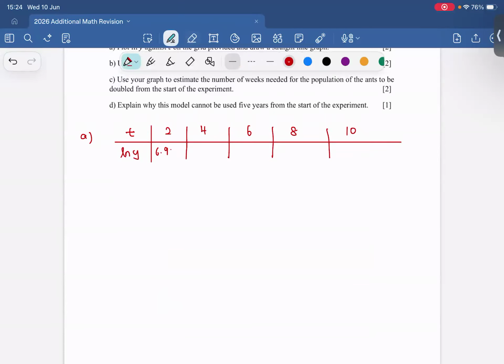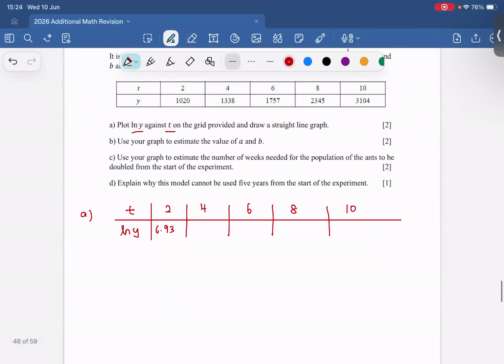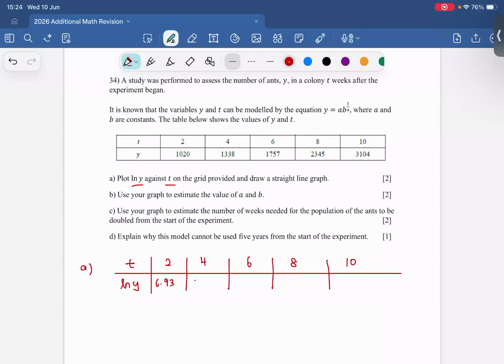So 6.93, ln 7.20, ln 7.47, 7.76. Okay, so with this, go ahead and plot your points, then connect. You should get a straight line. If you don't get a straight line, then something is wrong with the values, or you have plotted the point wrongly.